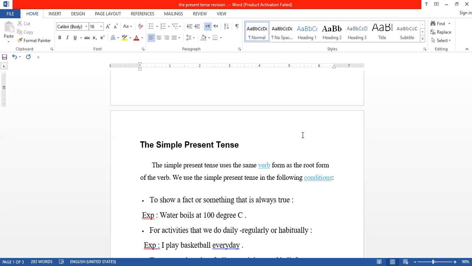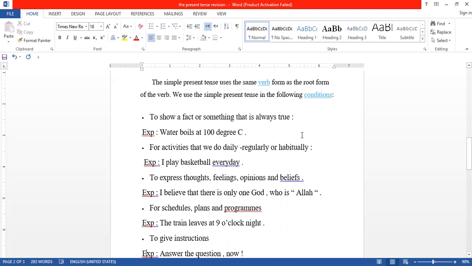Okay. We use the simple present tense in the following conditions. In other words, when do we use the simple present, or why do we use the simple present? First one, read the first one.